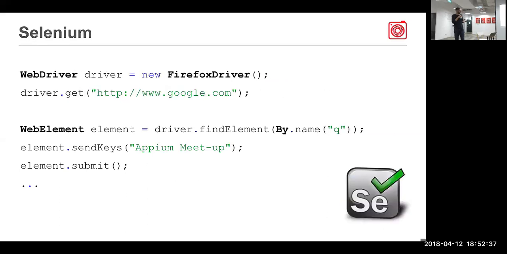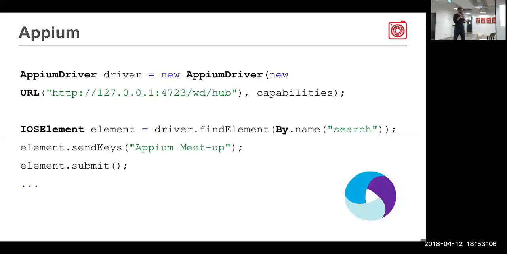So let's go back to the Selenium slide. This is basically Java code, how you write an automated test with Selenium. You have to instantiate your web driver, you have to tell it what URL to go to, and then everything is basically a web element that you identify on a page, and then you can call actions on it, like send some keys, click on it, or just check whether it's available. And if you compare that to what Appium does, we can already see it's pretty much the same.